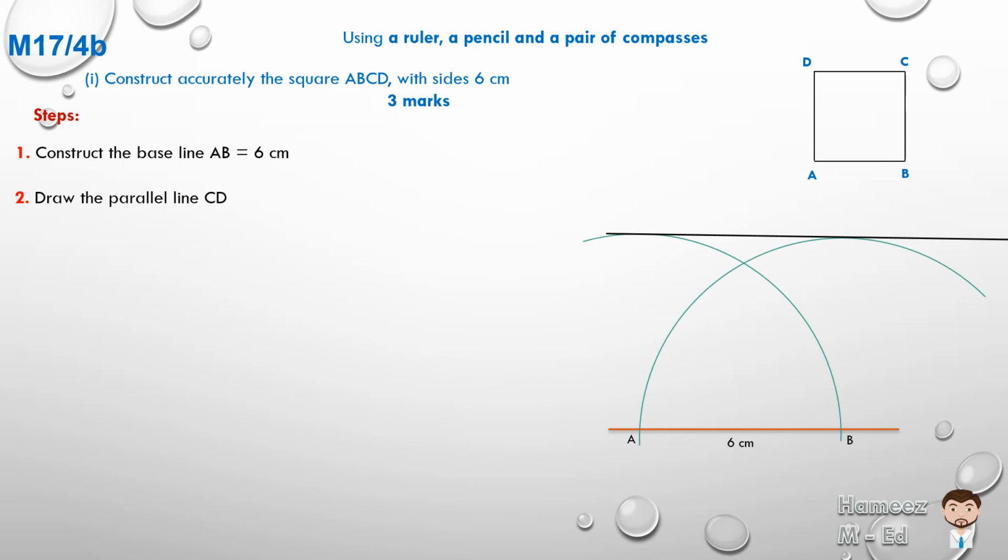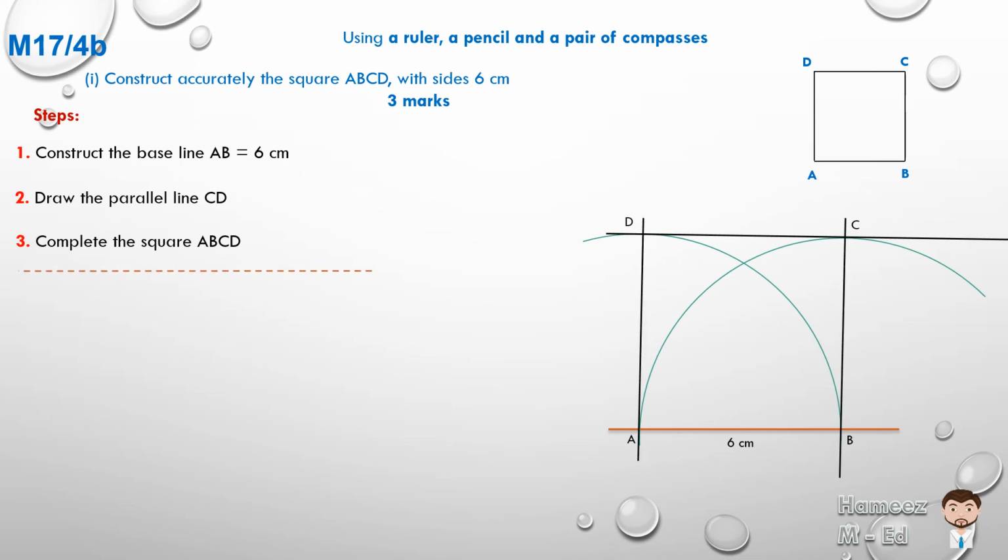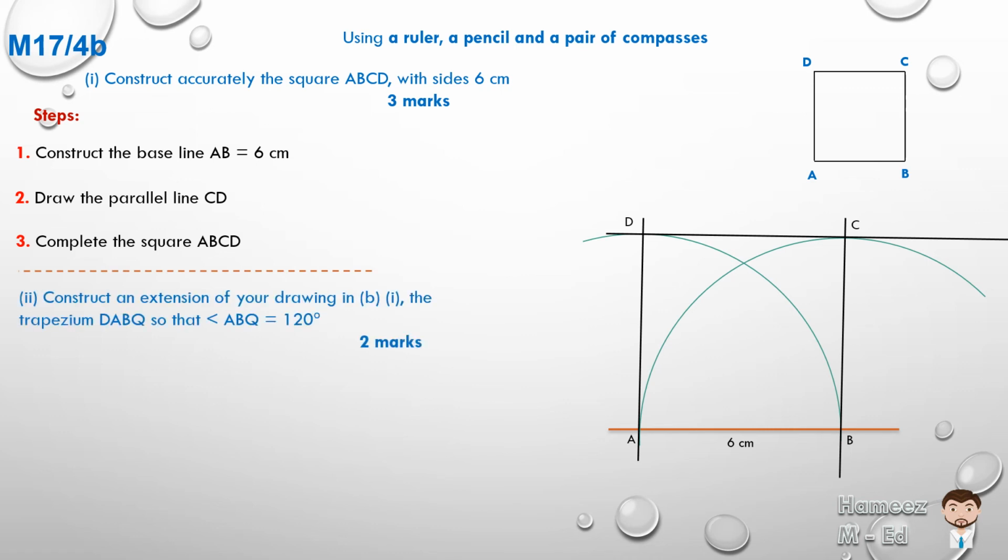And the point of intersection between that tangent, which is the parallel line, and the arc will give us C and D. So we can draw vertical lines upwards, and that gives us our square, ABCD. Part 2. Construct the extension of your drawing in B Part 1, the trapezium DABQ, so that angle ABQ is equal to 120 degrees. Let's take a minute to think about this.